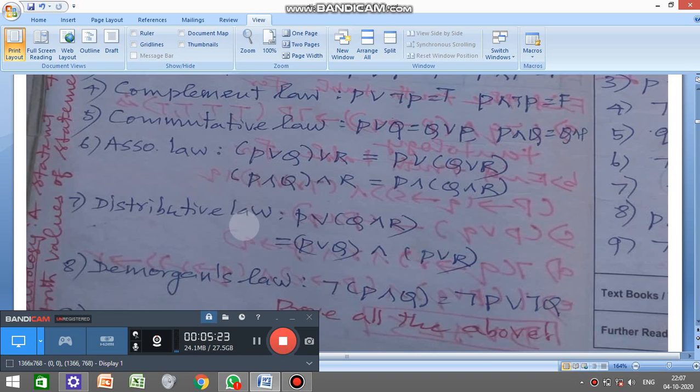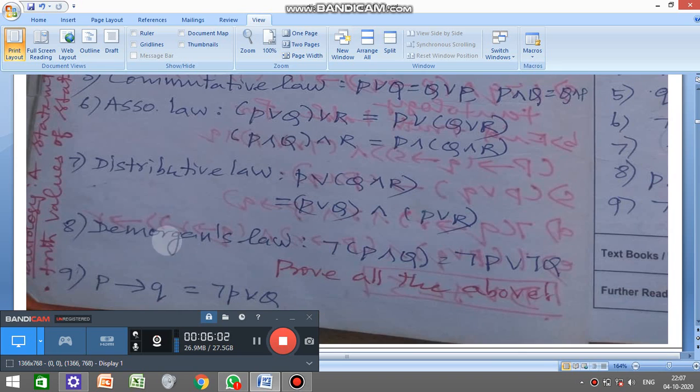Now the distributive law too, as we study in the set language: P OR (Q AND R) is equal to (P OR Q) AND (P OR R). This OR is distributed over AND here, in P OR Q and P OR R. This is also true. You take any two or three premises or propositions or logical statements, and you can see that all these laws are true.